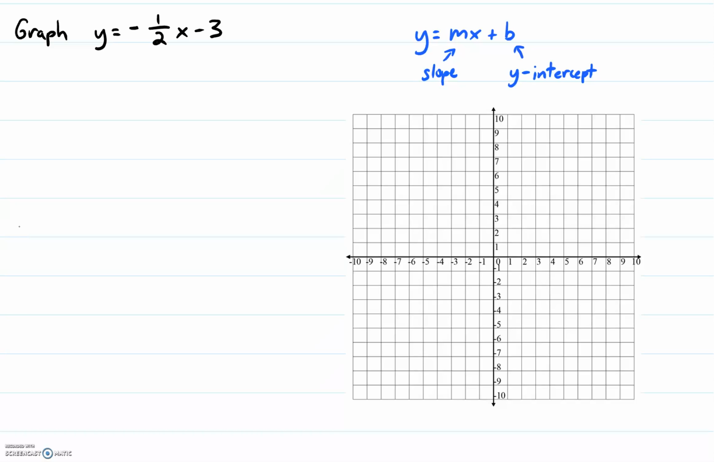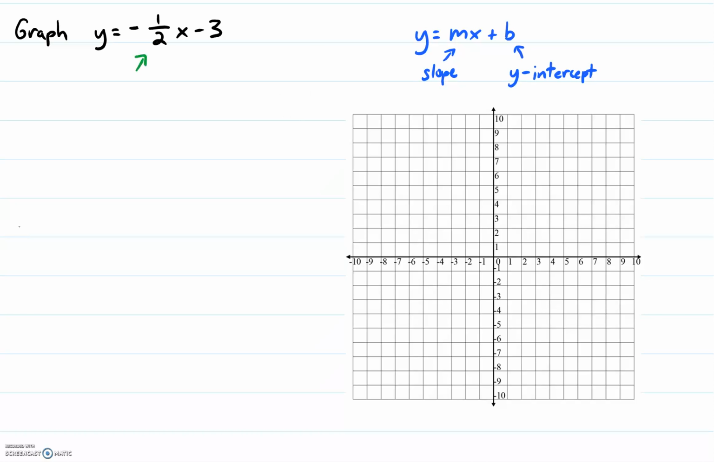And y equals mx plus b tells us that the slope is going to be our m, or the number that's attached to the x, the coefficient, and our y-intercept is going to be the number added or subtracted at the end. And since our equation is already in slope-intercept form, we can easily pick out what our slope and y-intercept is.